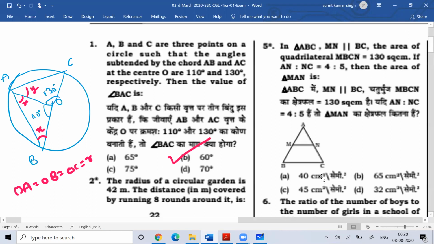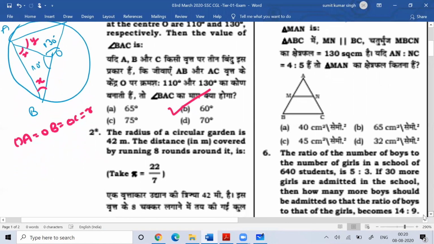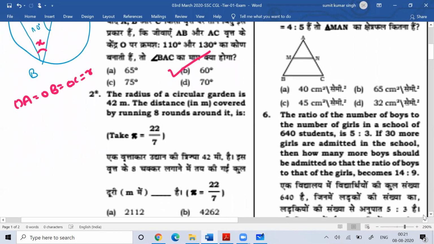Now you can see the next question. Question number 2: the radius of a circular garden is 42 meters. What is the distance covered by running 8 rounds around it? You know one round's distance means 2 pi r. They are asking for 8 rounds, so it is 16 pi r.